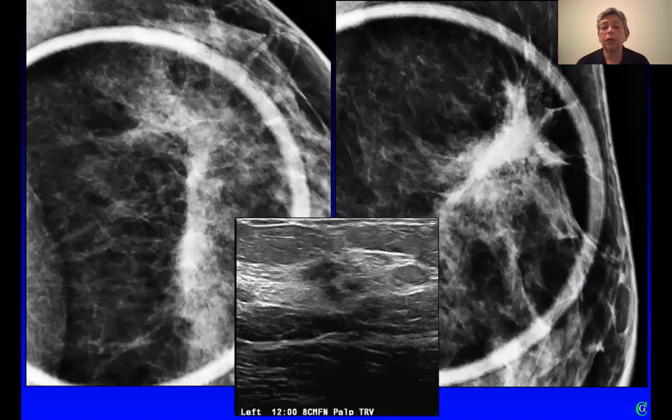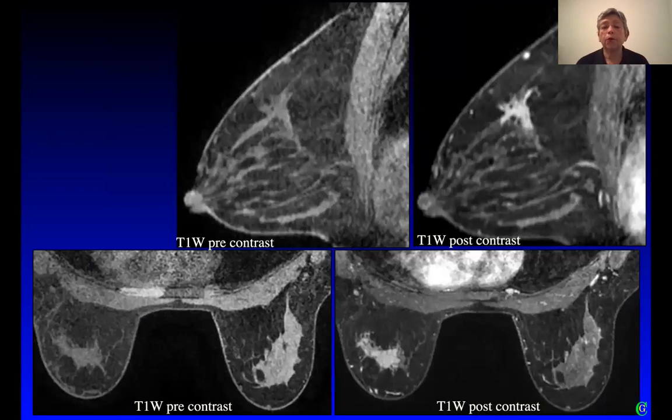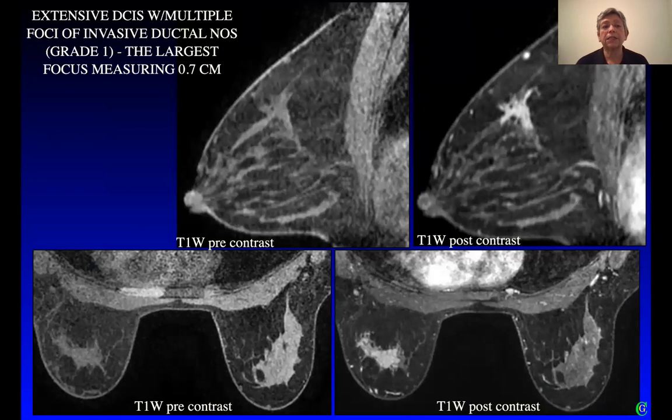Here it is on the spot compression views. Here it is on ultrasound. You can see that this is actually palpable. You can see the irregular area of hypoechogenicity, and the diagnosis in this patient was established using ultrasound-guided biopsy of this area. Here's her pre-contrast and post-contrast MRI showing very nice correlate with the oblique view here, this coat of tissue. And in the CC view, you notice that it's more planar, if you will. This is actually extensive ductal carcinoma in situ with multiple foci of invasive ductal cancer. The largest focus measured 0.7 centimeters.